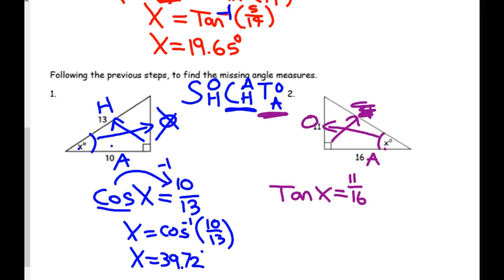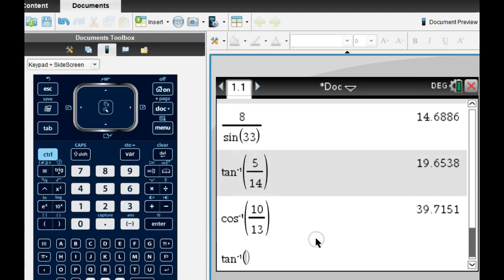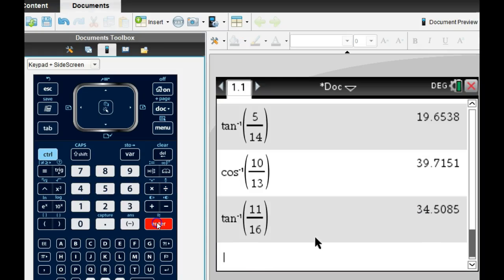But for real, to get rid of a tangent, we do inverse tan. We take it to the other side and make it inverse. So, x equals tan inverse 11 over 16. Is that what y'all got? Alright, let's do that. So, trig, tan inverse 11 over 16, and you get 34.51. It's going to round up.